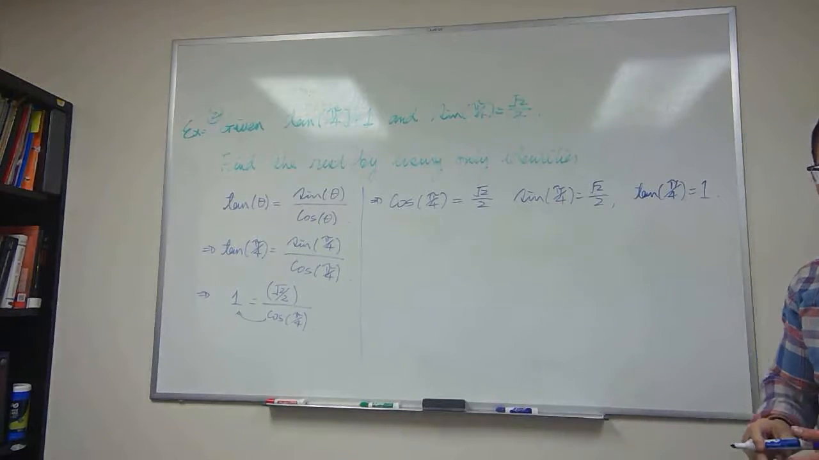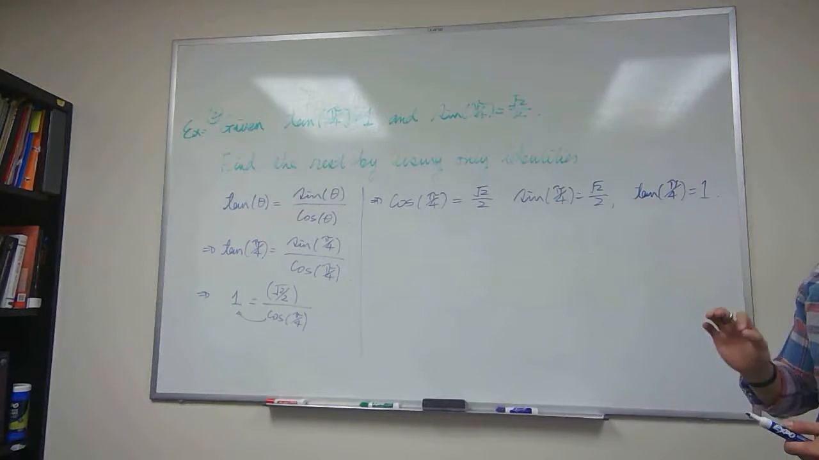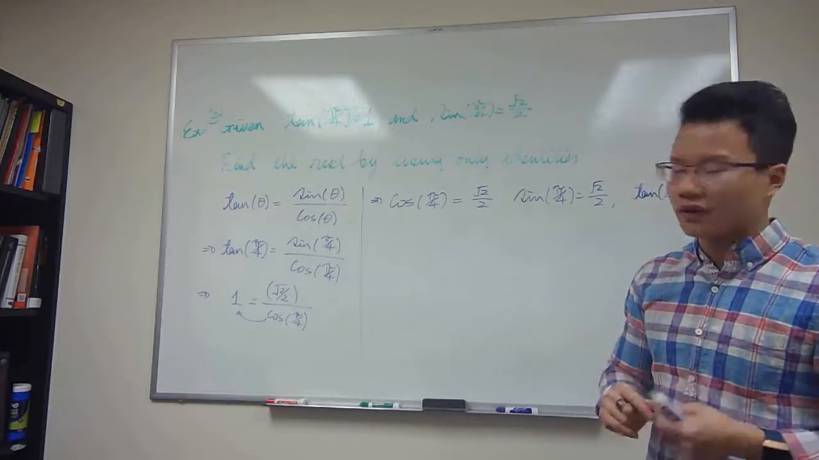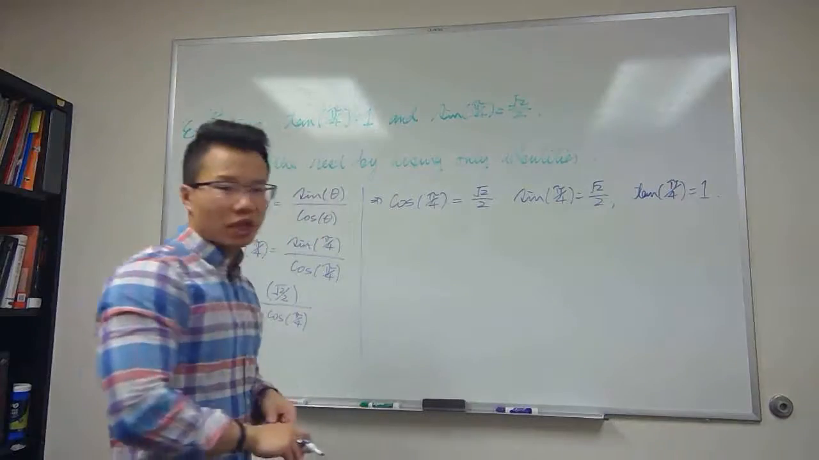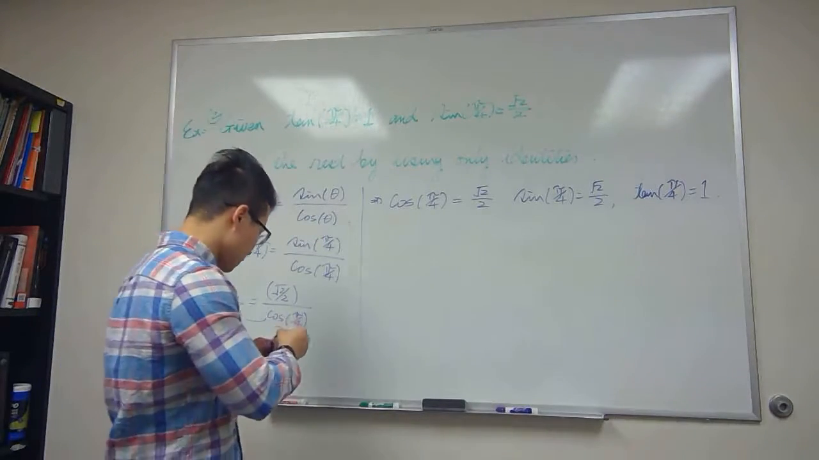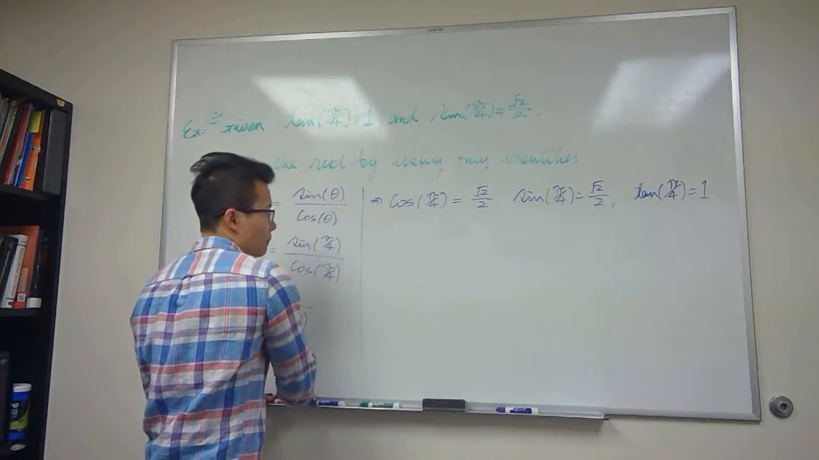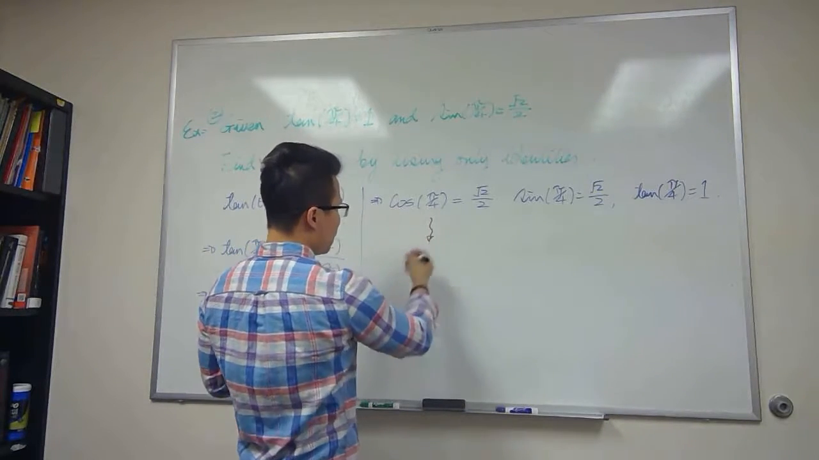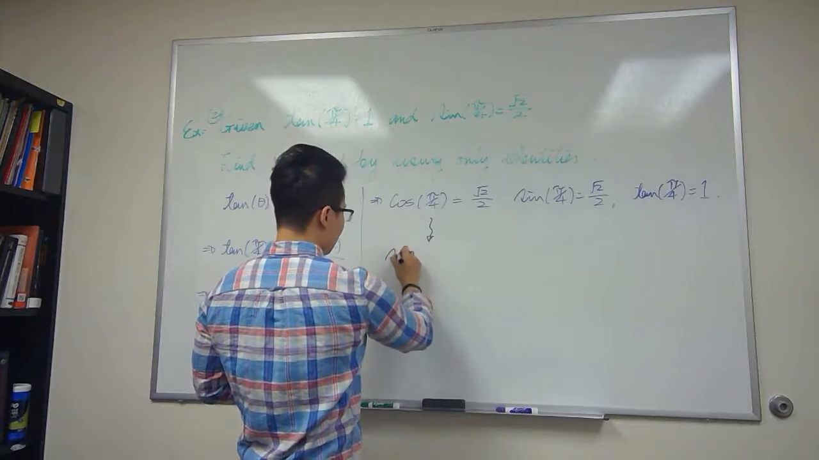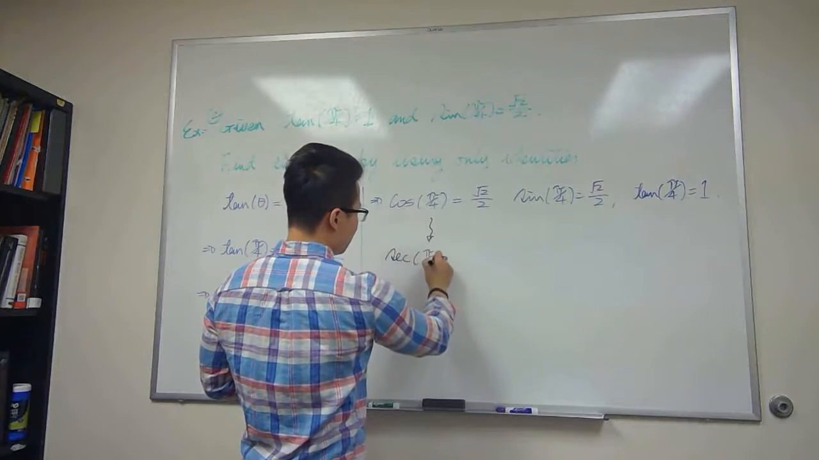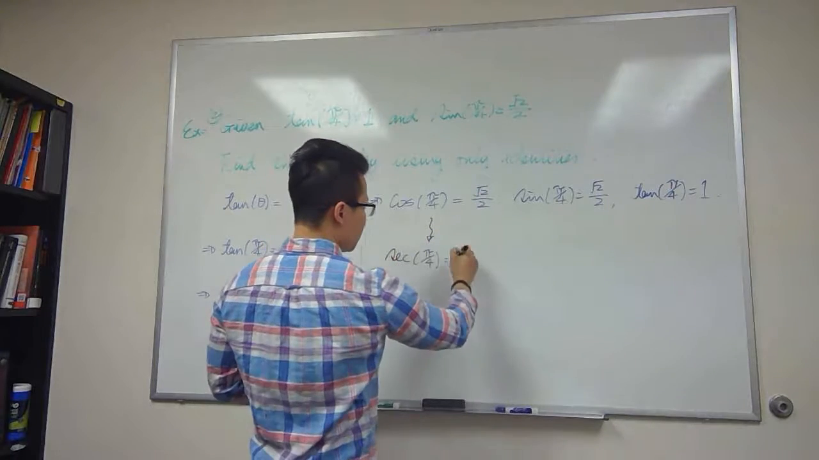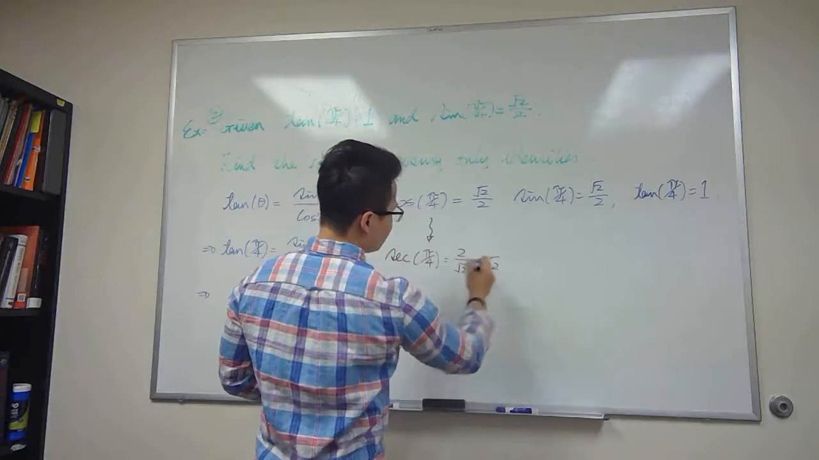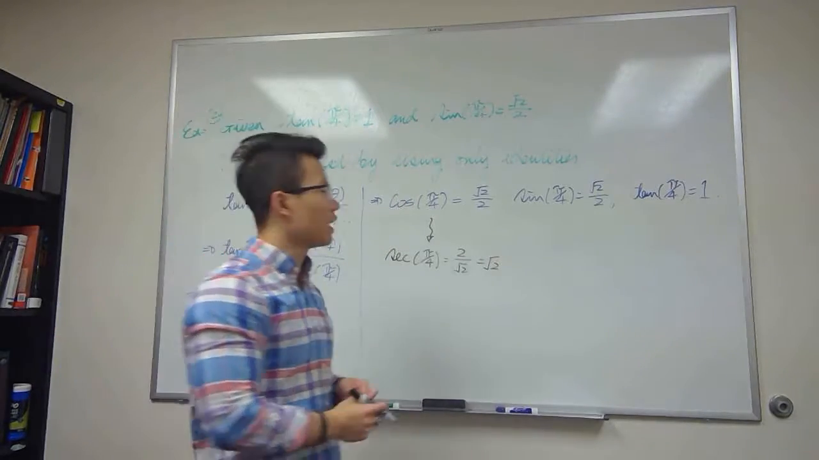So after you have those 3 main trig functions, we should be able to easily find out the rest of them, because the rest of them are just the reciprocals. So let's take a look at how we do that. We go from here, and that will be the secant of pi over 4. We just flip this number, so that's 2 over root 2, which equals root 2 if you do a little bit of simplifying.